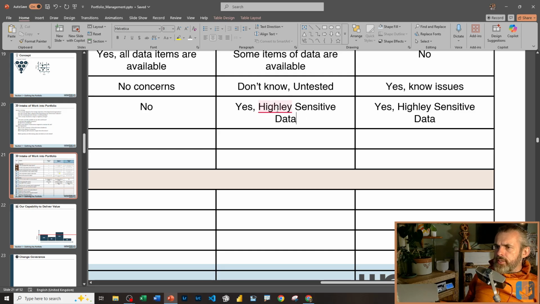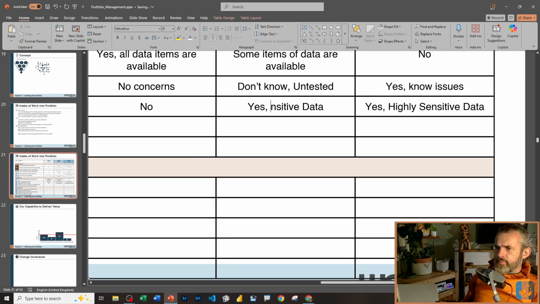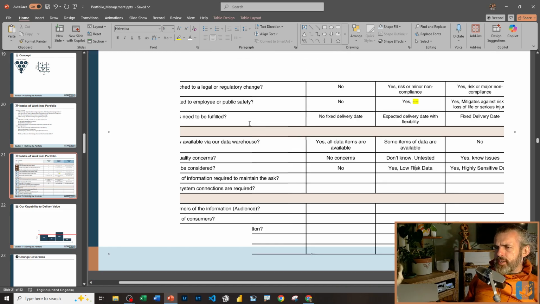So the medium response is, I don't know too much about GDPR law, but I'm guessing that there's different layers of sensitivity. Low risk. I'm just going to put low risk data. Highly sensitive data and low risk data will be required.